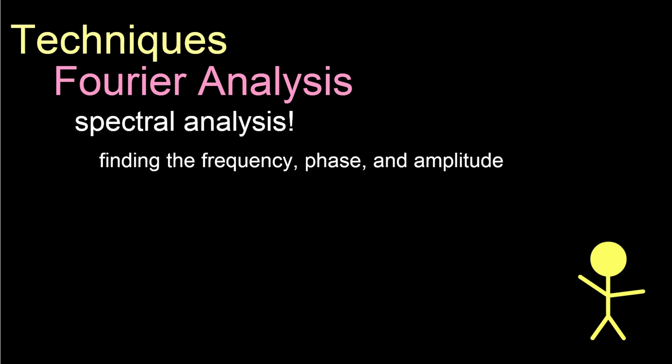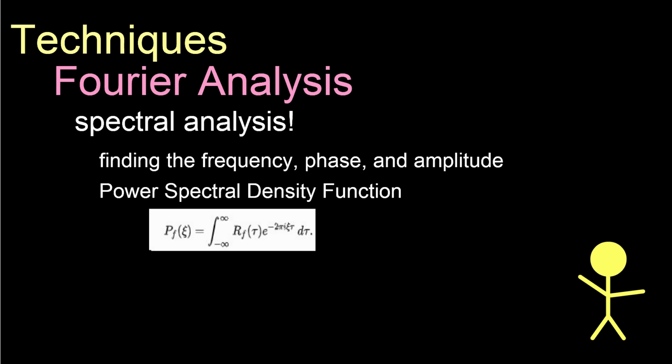This is useful because a function of time has perfect time resolution but no frequency information, while the same signal in the frequency domain has perfect frequency resolution but no time information. More specifically, we use Fourier analysis in the power spectral density function.